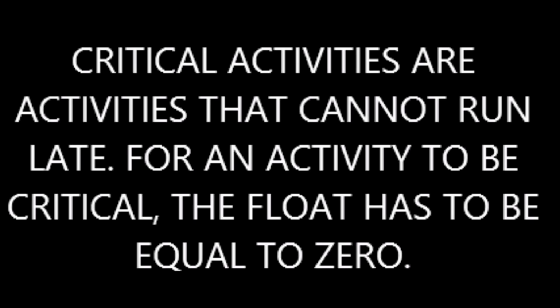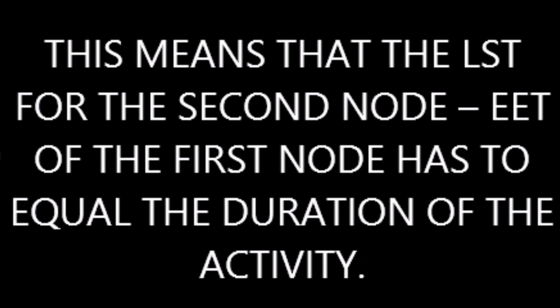Critical activities. Critical activities are activities that cannot run late. For an activity to be critical, the float has to equal 0. This means that the LST for the second node minus EET of the first node has to equal the duration of the activity.